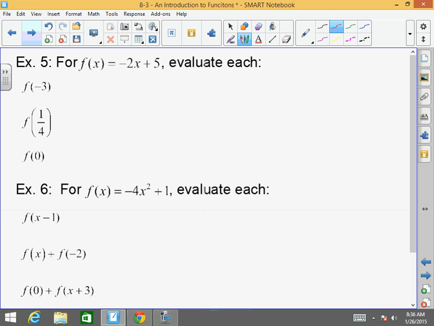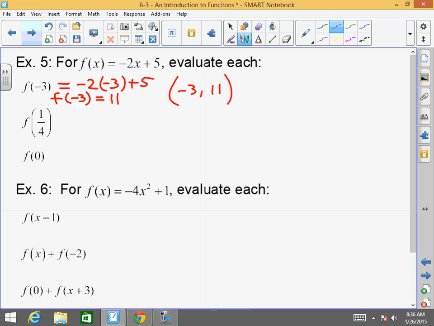So for f of x equals negative 2x plus 5, evaluate each. I want to find f of negative 3. What am I replacing the x with? So this is negative 2 times negative 3 plus 5. So f of negative 3 equals 11. Negative 2 times negative 3 is positive 6 plus 5 is 11. What's the ordered pair? Negative 3 comma 11. Good job.